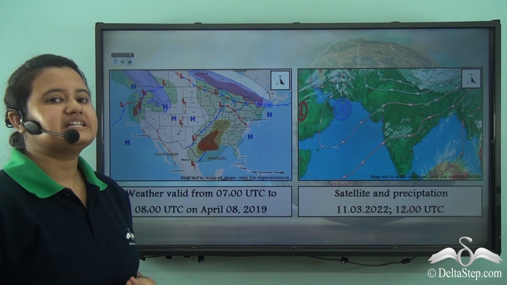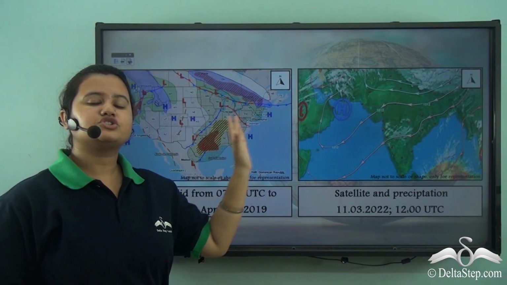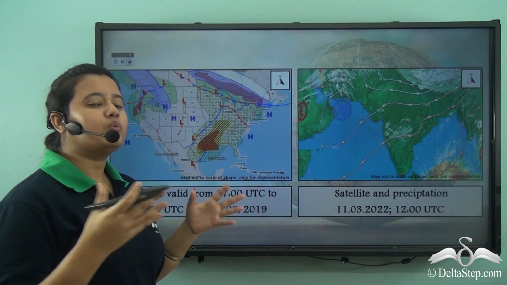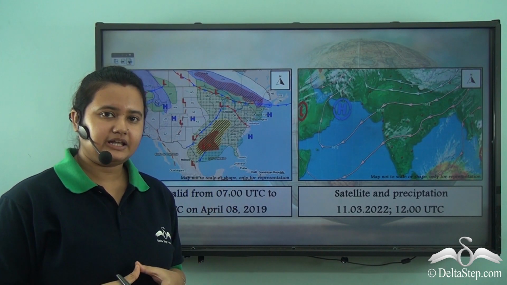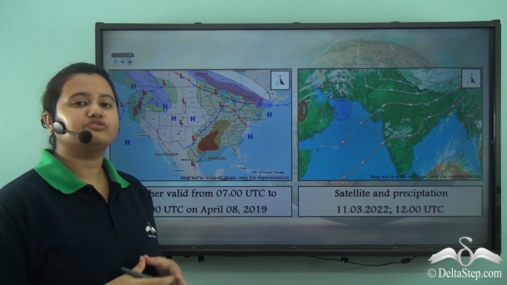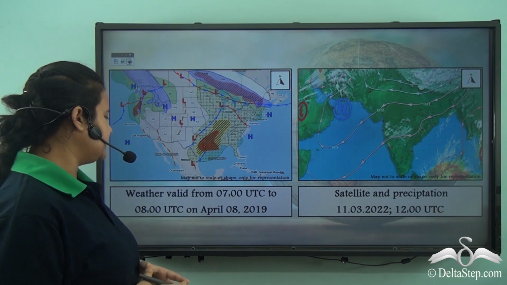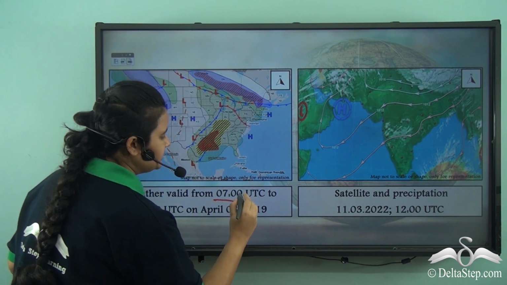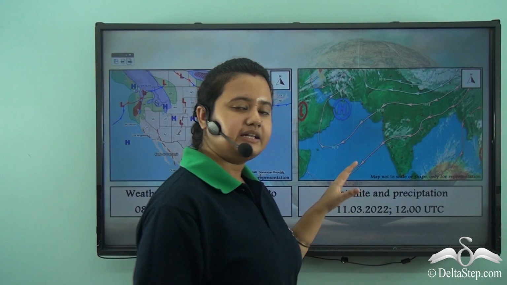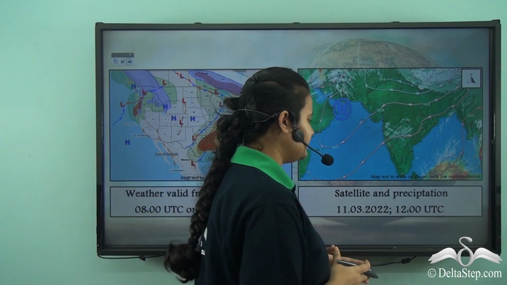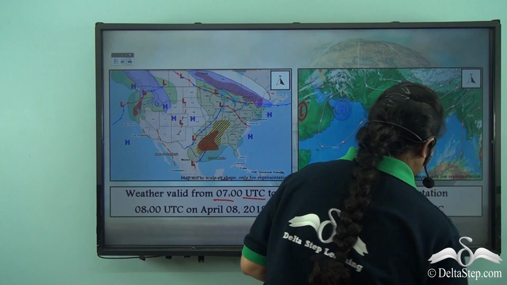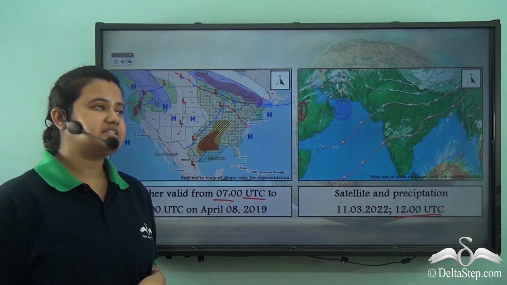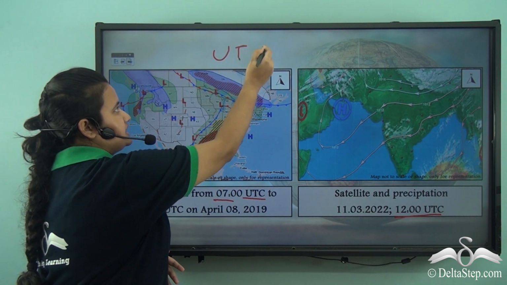Now, have a look at these two pictures. These two pictures represent different weather maps. Now, why am I talking of weather maps suddenly? Look at the labelings of these two weather maps. In the first weather map, we can see that the time is denoted on the basis of UTC. And in the second case also, the time is given as 12 UTC. So, from these two phrases, we can understand that UTC denotes some time.